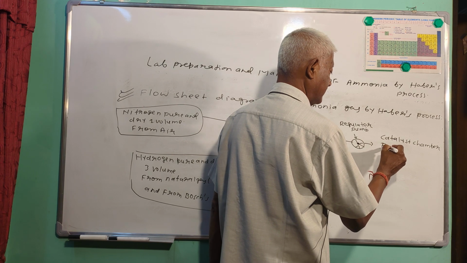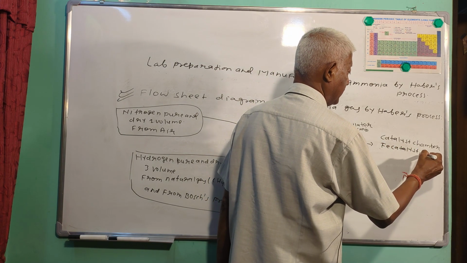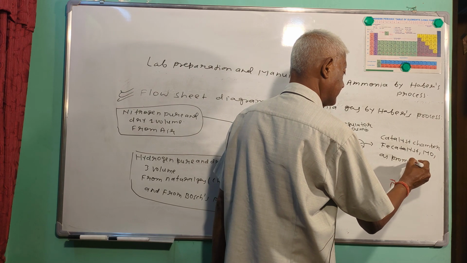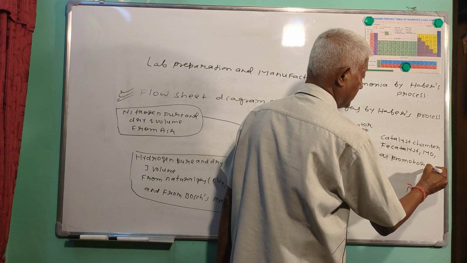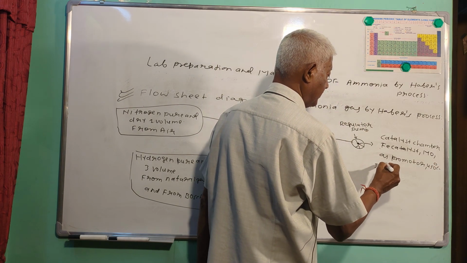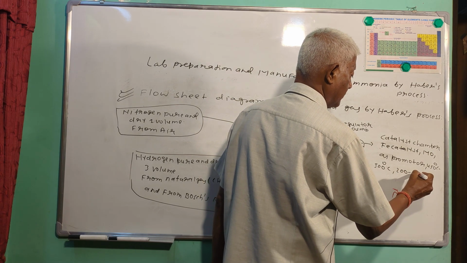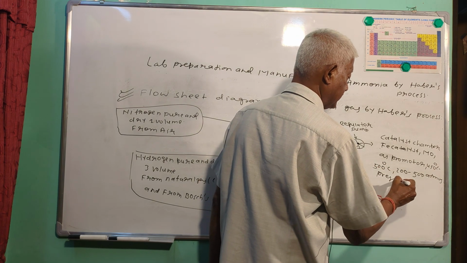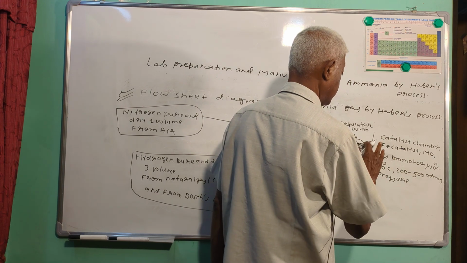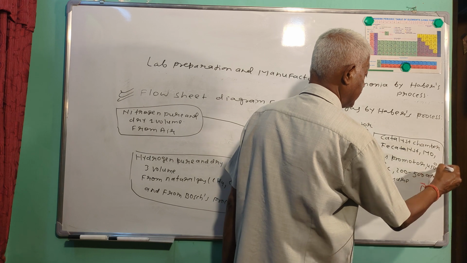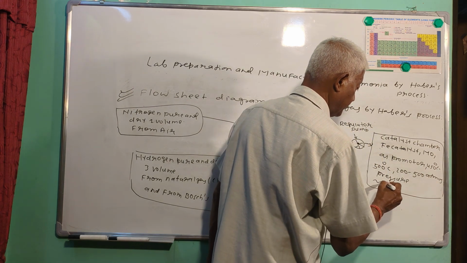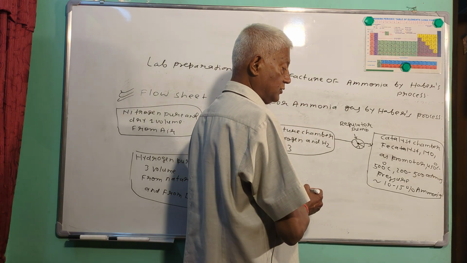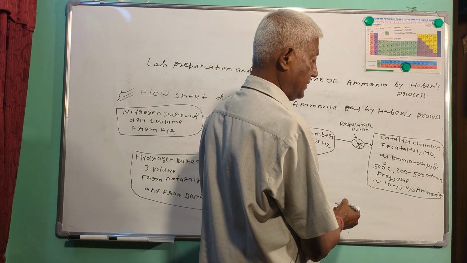In the catalyst chamber we have iron, Fe, as catalyst and molybdenum as promoter. The temperature is maintained at 450 to 500 degrees centigrade, and the pressure is 200 to 500 atmospheres. In one cycle we get only about 10 to 15% ammonia, so you have to keep that in mind.